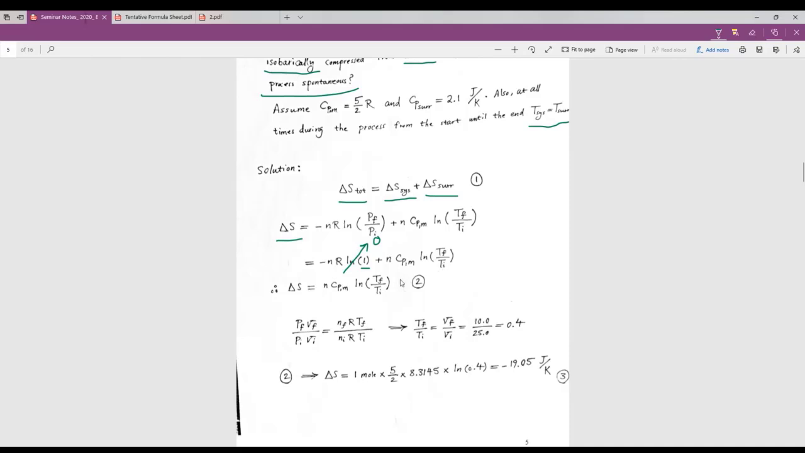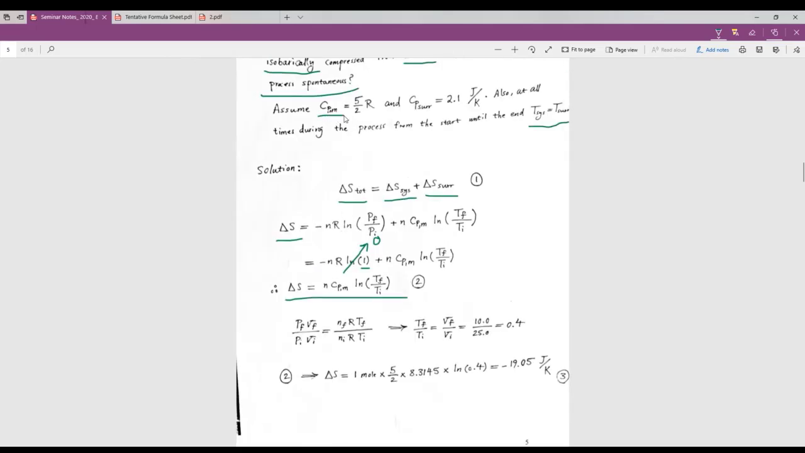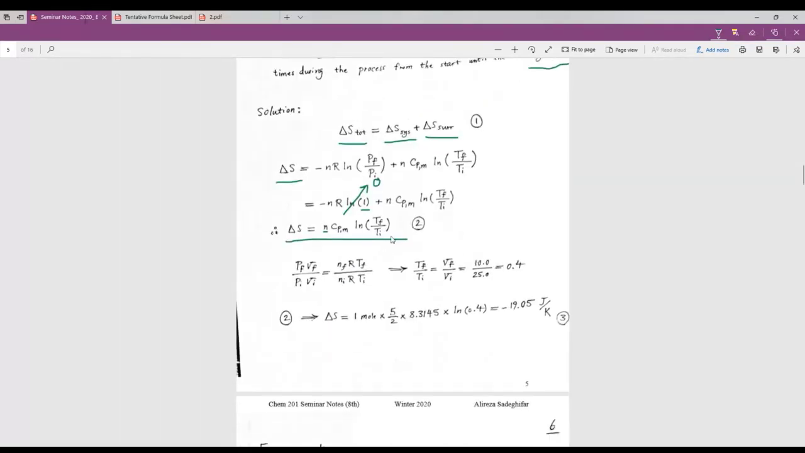What about the second case? Therefore, we're left with this simple equation only: n CPM ln T final over T initial. CPM of the system here is already known, so you just plug that value into this equation. The number of moles in this equation is already known, 1 mole. The only unknown in here is T final over T initial.